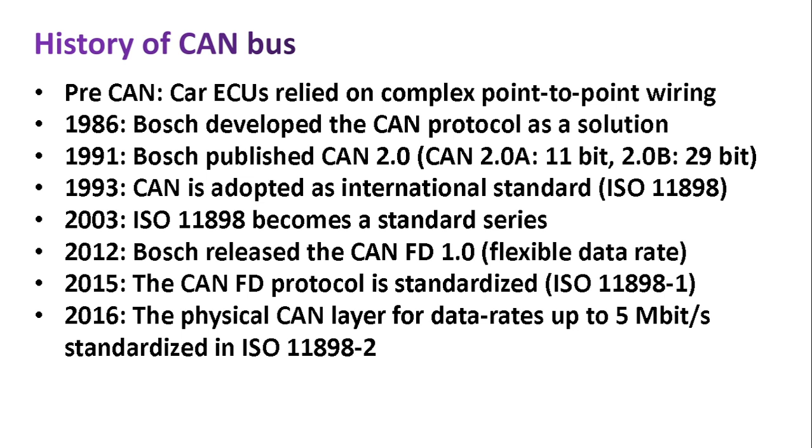As the versions are updated, the transmitting speed of the signals is increased, and error-free properties have been added. And in 2015 the CAN FD protocol was standardized as ISO 11898-1, and in 2016 the CAN physical layer for data rate up to 5 megabits per second was standardized in ISO 11898-2. Now here you can observe speed has increased, right?